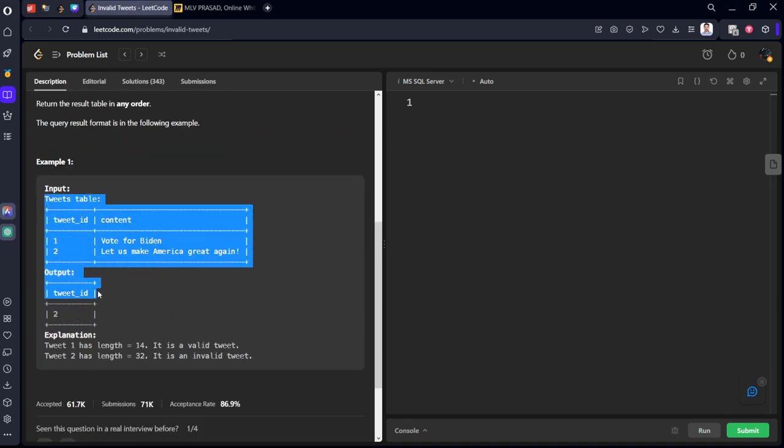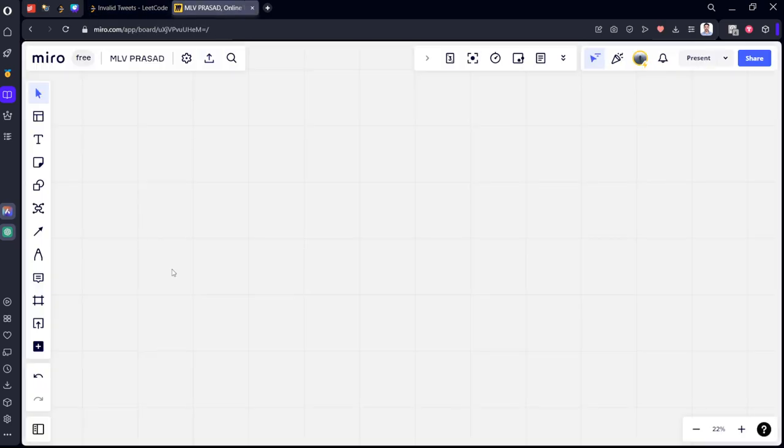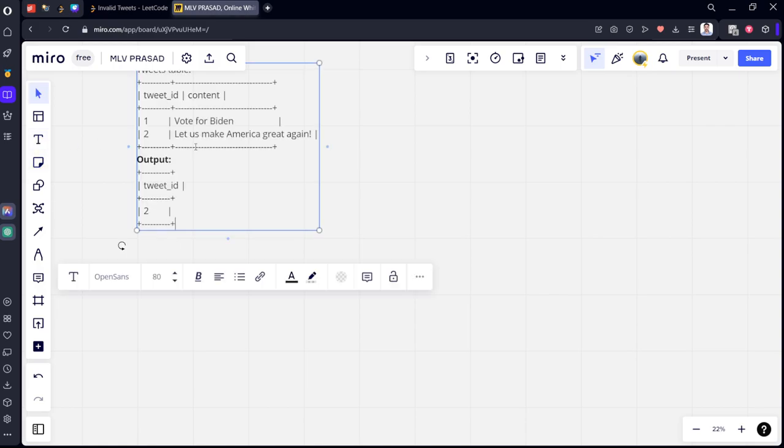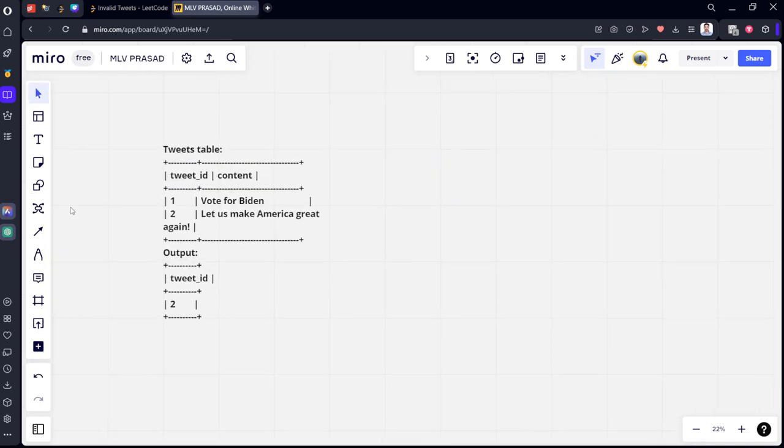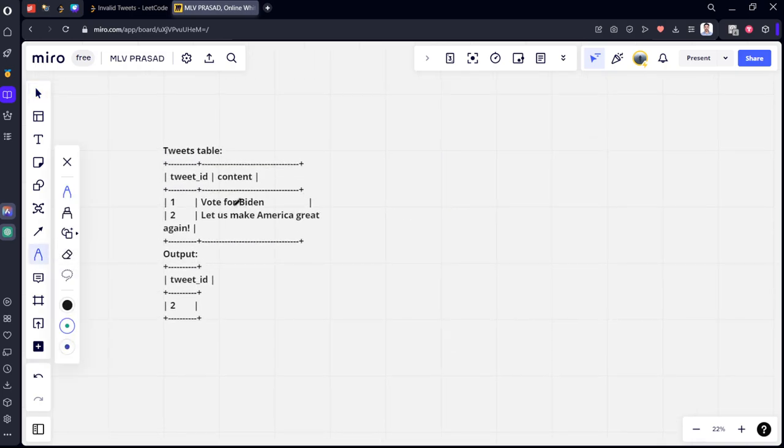Let's see an example. For example, how many letters are there in "Vote for Biden"? Vote for Biden: 4, 3, 5. That is 12 letters, plus 2 spaces, so 14 characters.